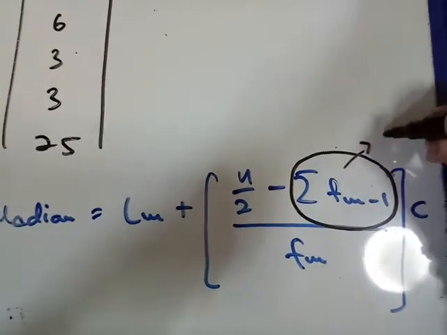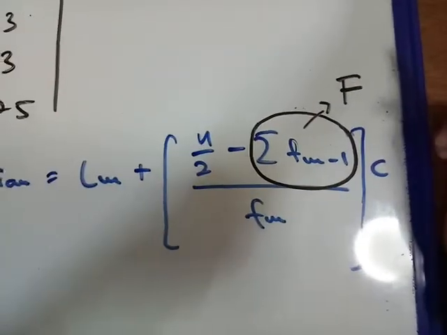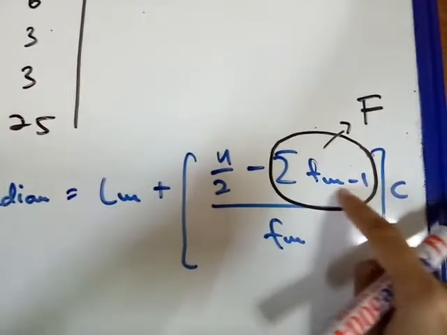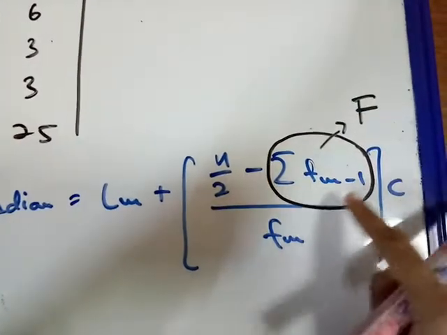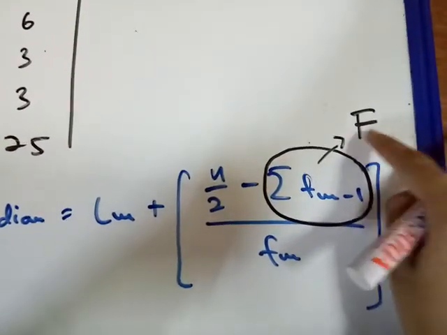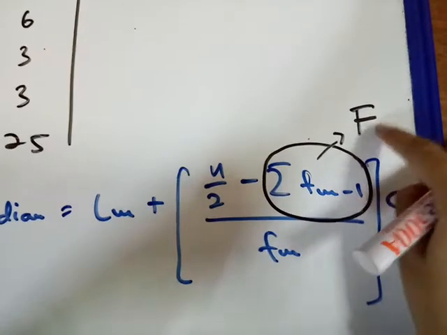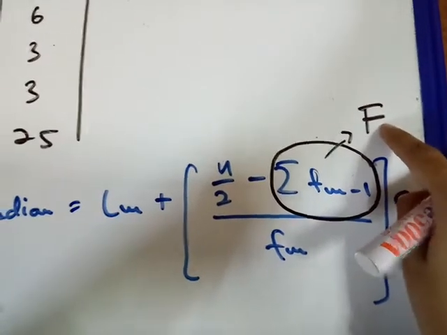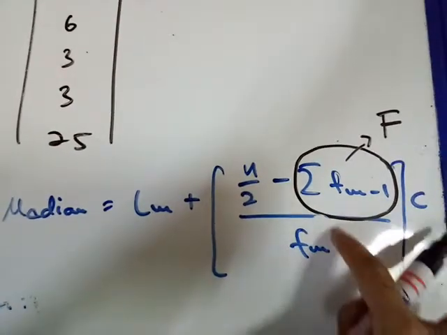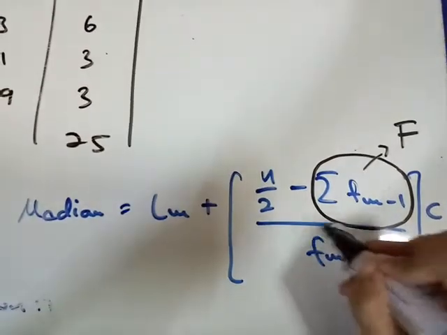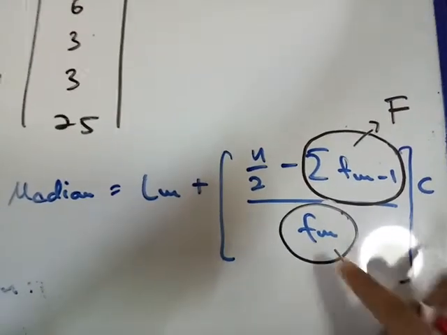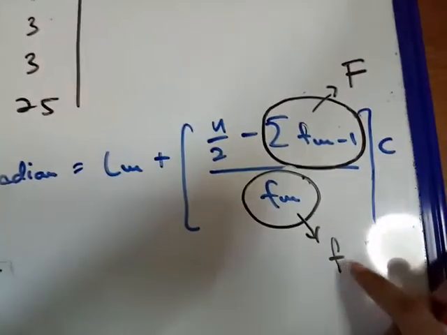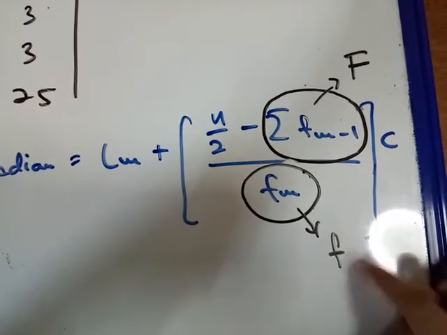Saya tukar kepada simbol F besar. Okay, saya tak nak awak confuse dengan M-1 ni. Ramai yang confuse dengan M-1. Okay, so yang ni keseluruhan ni saya tukar kepada F besar. Apa dia F besar? Cumulative frequency before the median class. Yang ni adalah frequency of the median class. Okay, saya nak tukar kepada F kecil. M tak ada pun. Okay, tukar kepada F kecil. Frequency of the median class.